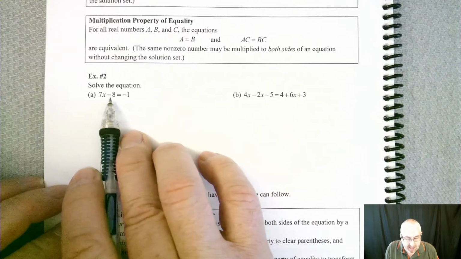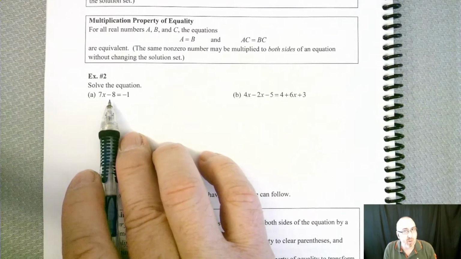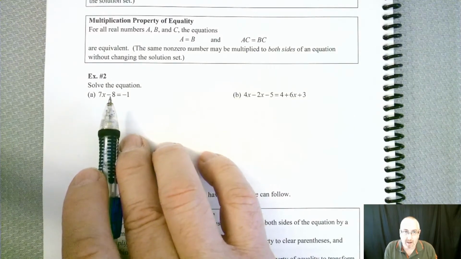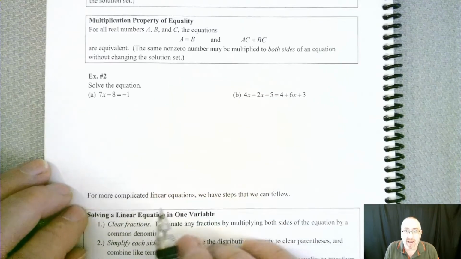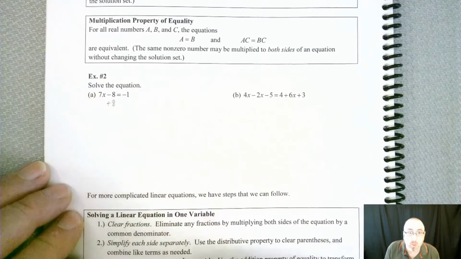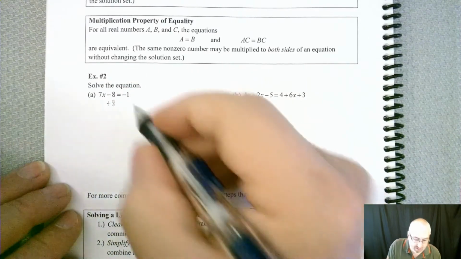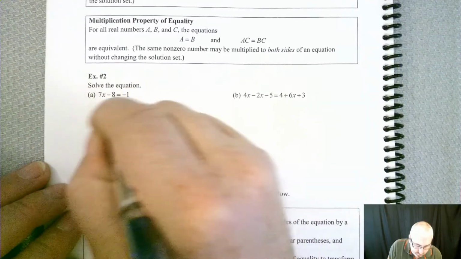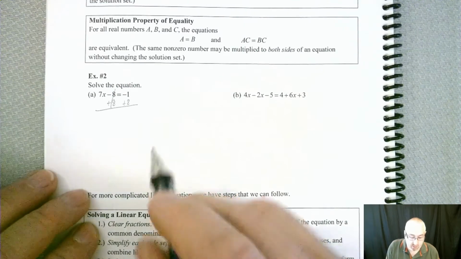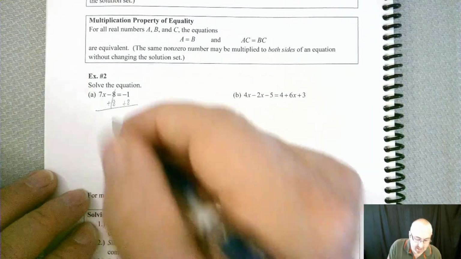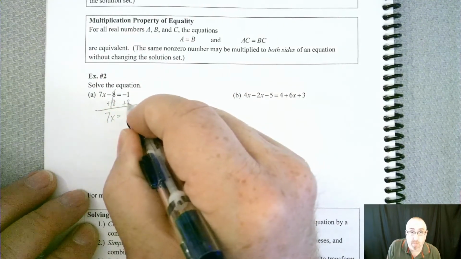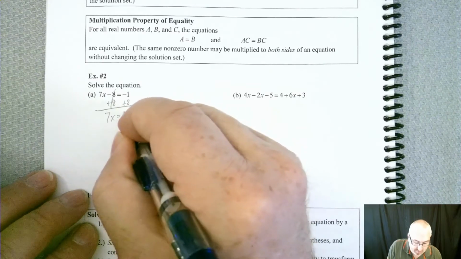So if we have a plus 8 here, and we want to get rid of that, we want to undo it, what's the opposite? You want to subtract. So instead of adding 8, we're going to subtract 8 to get rid of it. But if we subtract 8 from one side of the equals, we have to subtract 8 from the other side. So that cancels the 8's out on the left, and so the only thing left on the left-hand side is that 7x. So we'll bring that down. And then negative 1 minus 8 is equal to negative 9.